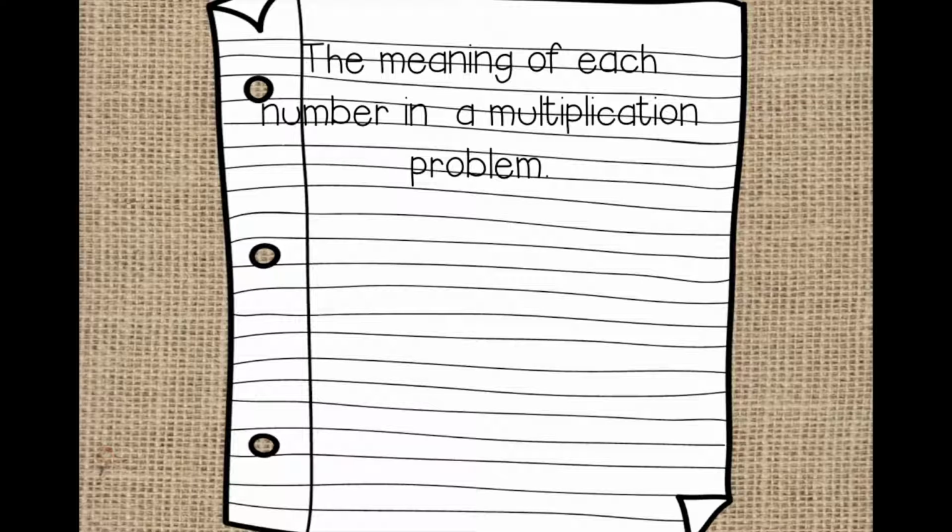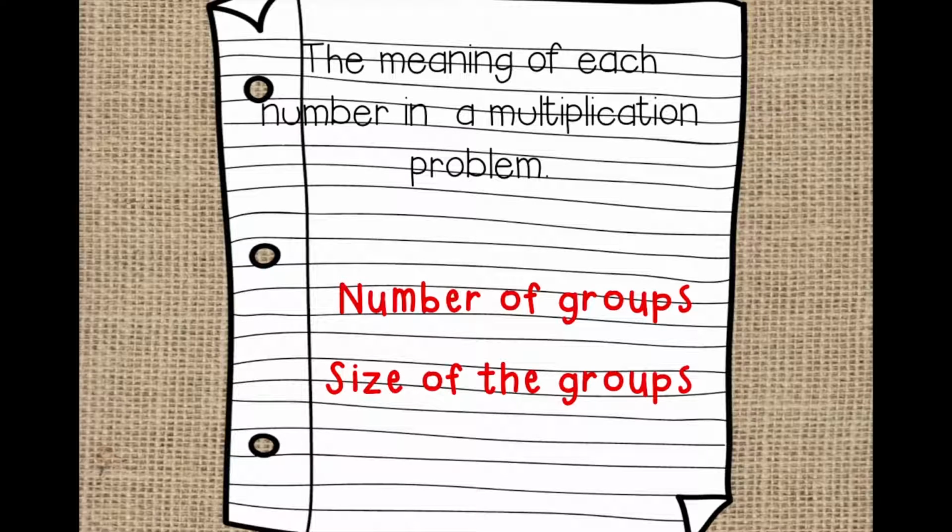There are 3 different meanings each number could have. One number is going to mean the number of groups, one number is going to be the size of the groups, and one number is going to be the total. We know to do multiplication, and we know multiplication is with grouping. So the number of groups, the size of the groups, and the total is what each number is going to represent.